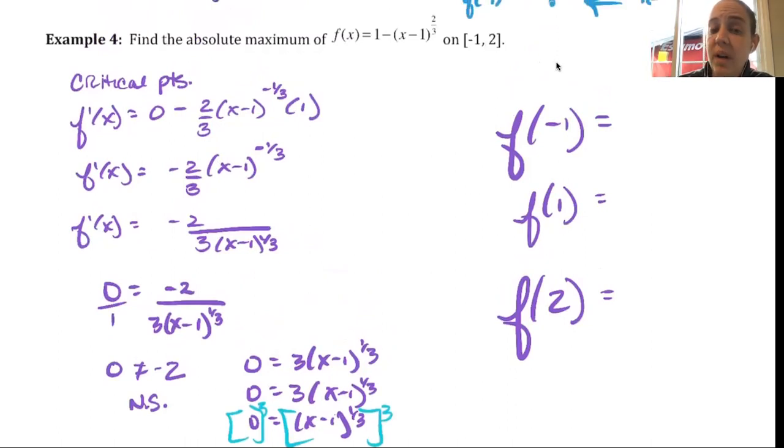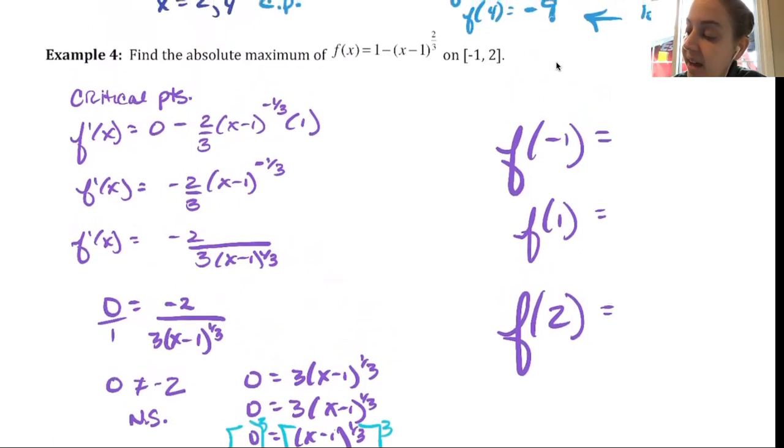You want to take -1 and 1 and 2 and put them into the original problem to see what numbers you get. If I put in 1, I get 1. If I put in a 2, 2 minus 1 is 1, 1 to the 2/3 is 1, 1 minus 1 is 0. And if I put in a -1, that's a -2 to the 2/3, that's going to be a crazy decimal. Oops, I didn't do that right. Yes, I did. The dogs are in here.